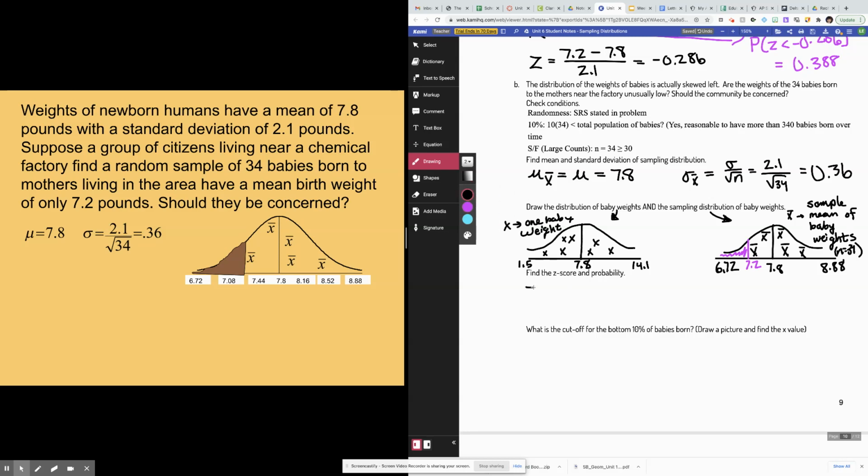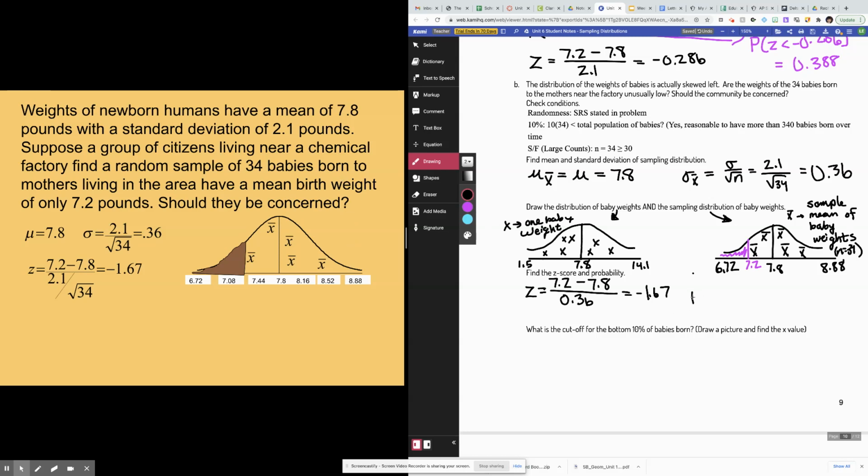So my z-score here is my data point, 7.2, minus my mean, 7.8. Divided by, you see it written over here, completely written out as 2.1 divided by the square root of 34, but I'm going to write it in its decimal form since I already know what it is, the 0.36 that we did up here, okay? So that value is negative 1.67, right? A much different z-score than what we got when we were dealing with the sample distribution, okay?